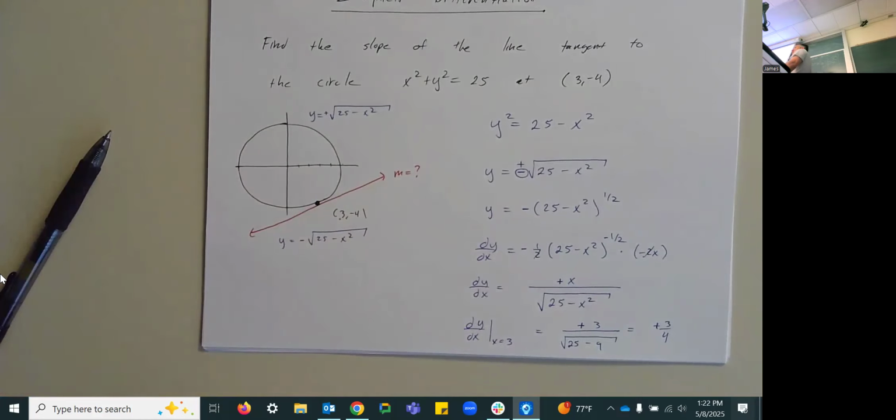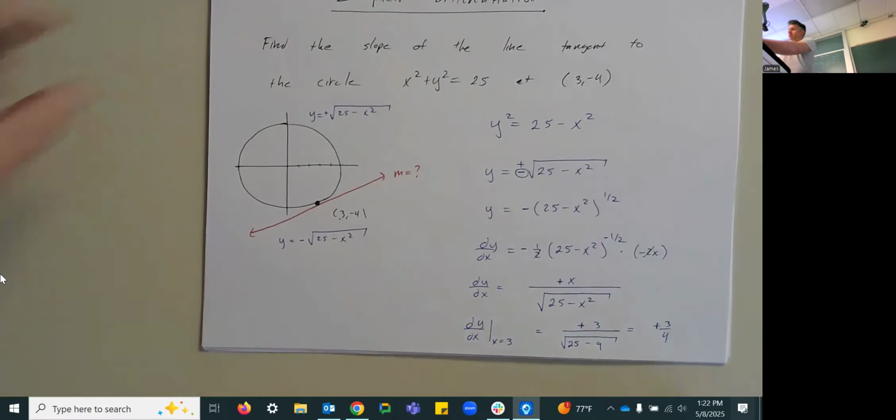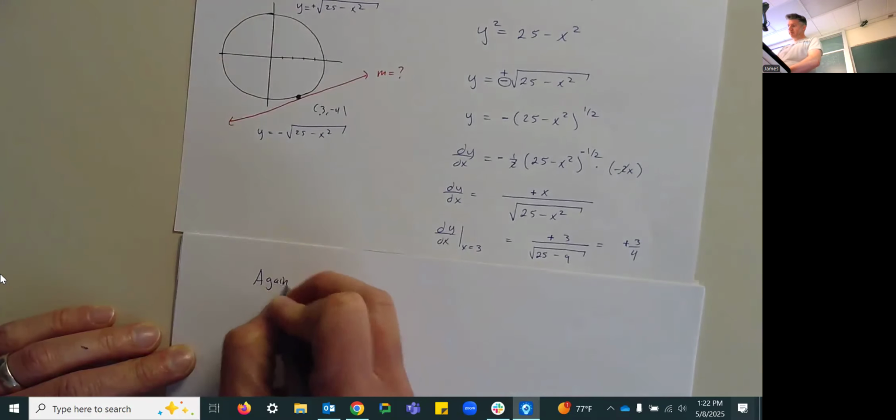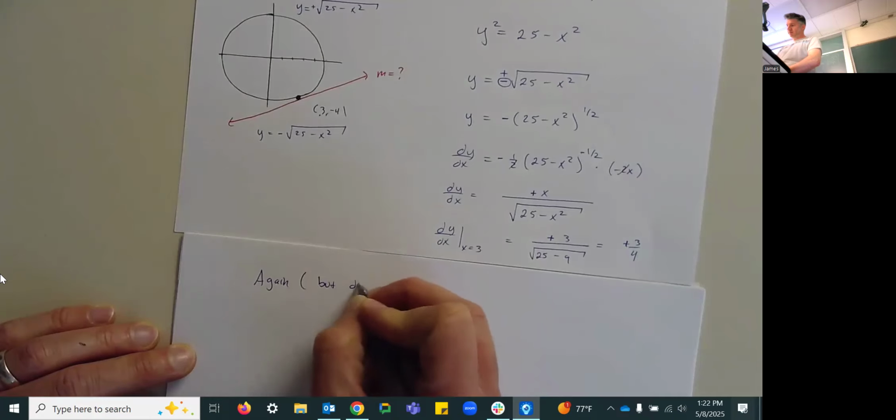The good news is that if we had used implicit differentiation like we're about to, we wouldn't have even had to worry about which piece of the graph we're using, because the implicit part's going to take care of that for us. So let's do it again, but different.